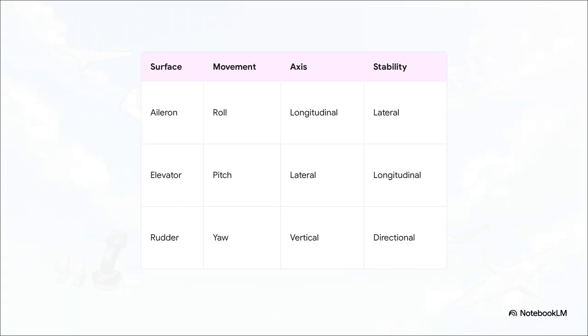Okay, I want you to take a mental screenshot of this right now. Seriously. Examiners love to mix these up just to trick you. So let's break it down. Your ailerons, they control roll. That roll happens around the longitudinal axis. Just picture a line running straight from the prop to the tail. And here's the kicker. Roll controls your lateral stability.